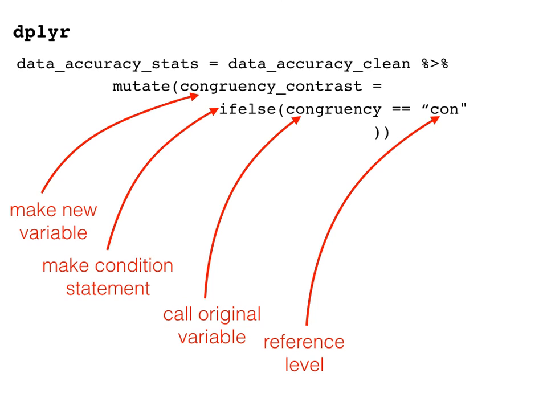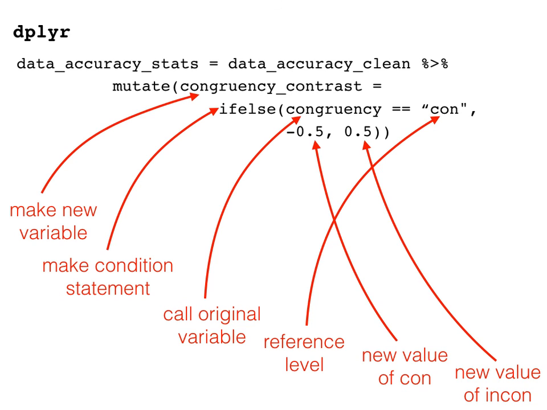So for the first half of our if-else, it looks for all the times that congruency is equal to con and gives it a new value of negative 0.5. Finally, to finish the if-else, we get the new value for incon, or when congruency does not equal con, setting it to 0.5. You can now continue with the lab.